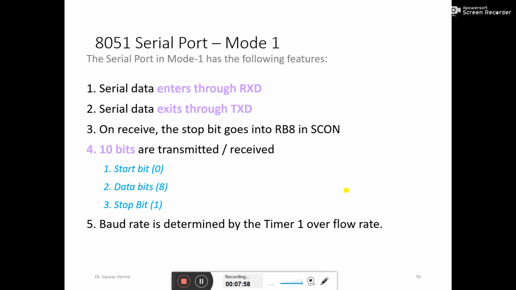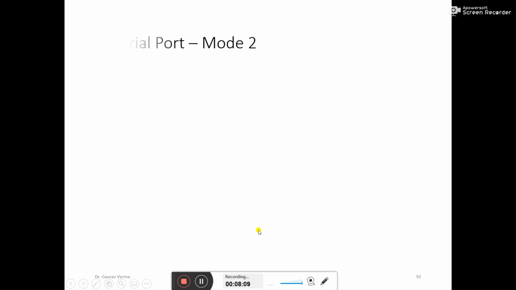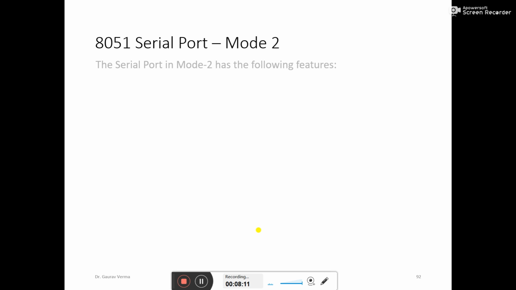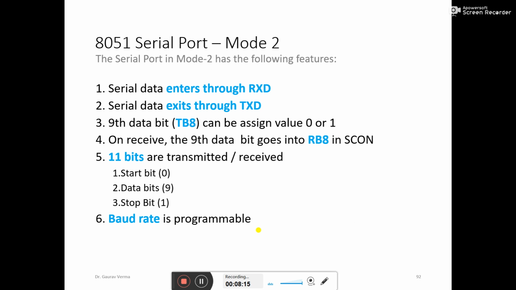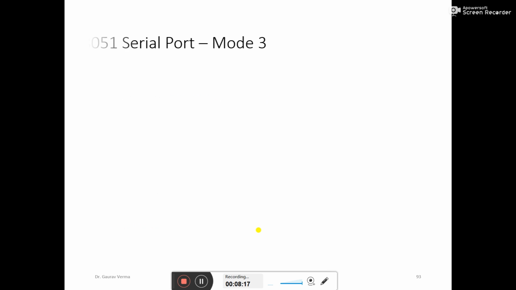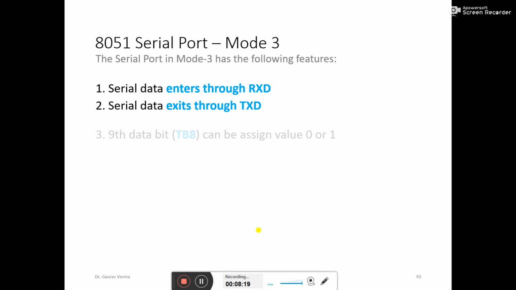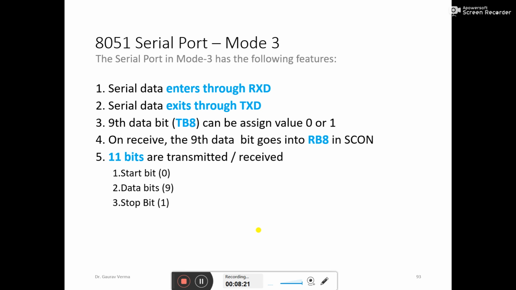There is a start bit, which is a 0, then 8 bits of data, and 1 stop bit. The baud rate needs to be decided by the timers. So this is serial mode 2. There are 9 bits for the data. In mode 3 there are also 9 bits, and 11 bits are transmitted in that case.